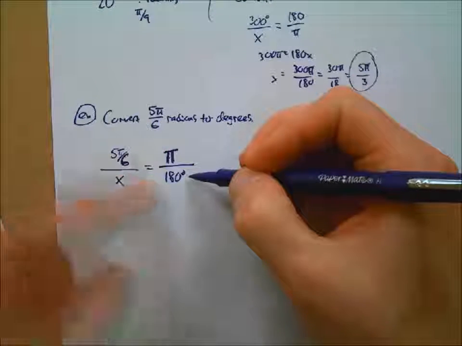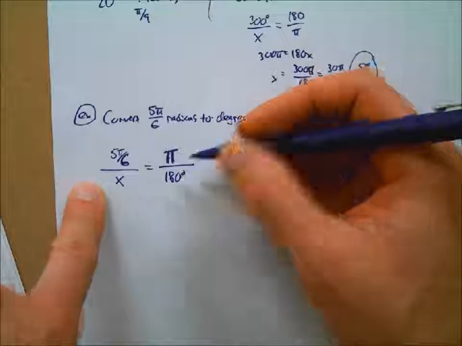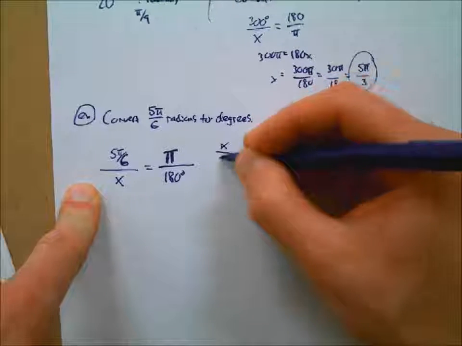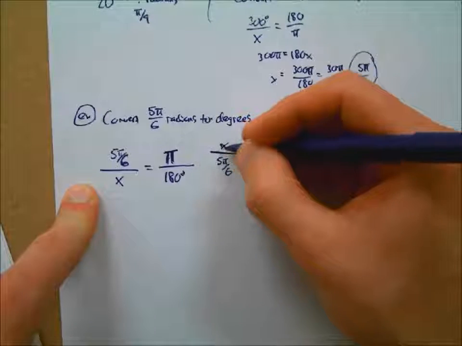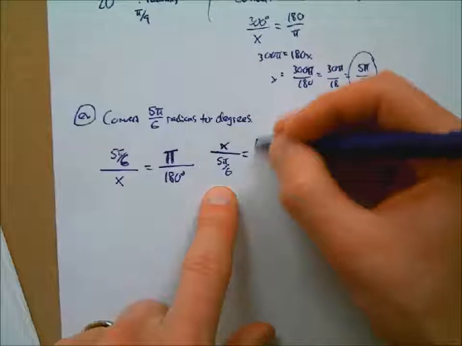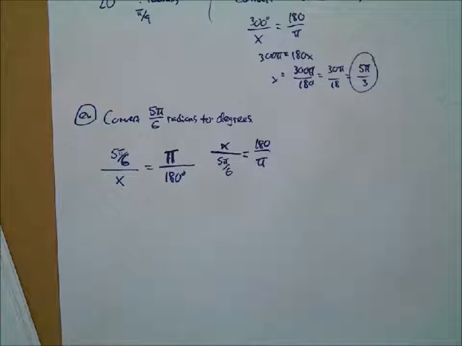Mr. Whitmire, what if I did x over 5 pi over 6? What if I wrote it like this, kept my degrees on top like we did in the last problem, radians on the bottom? That's fine. Then it would just be equal to 180 over pi, like that. And you would still cross multiply and solve, and it would be the same thing. You just do the reciprocal of both sides.